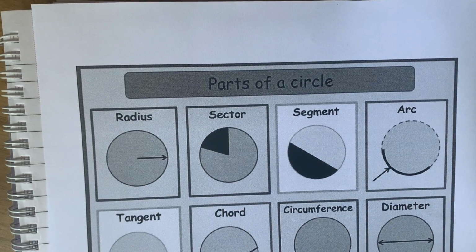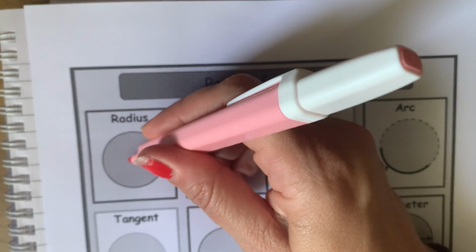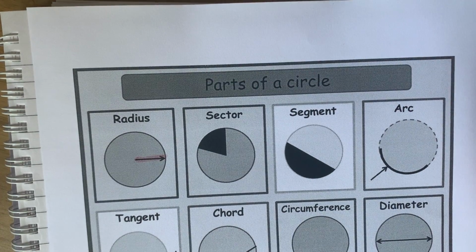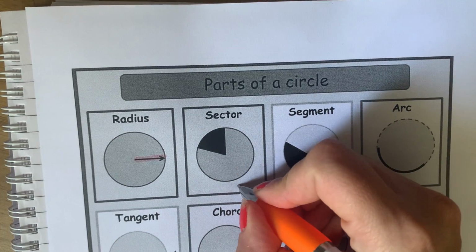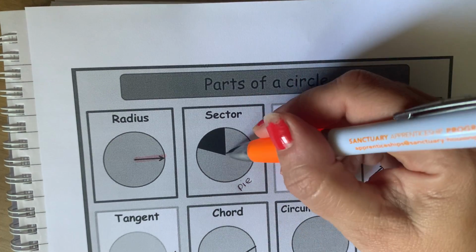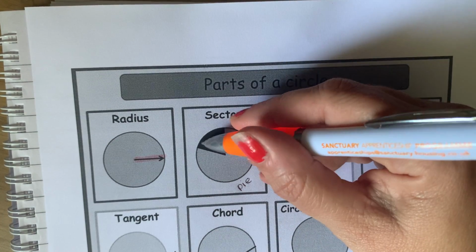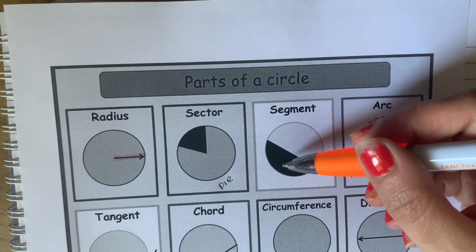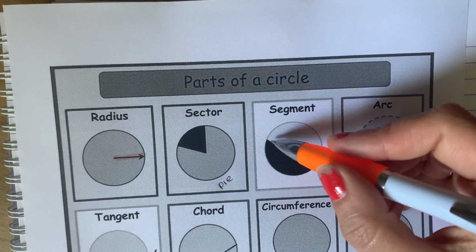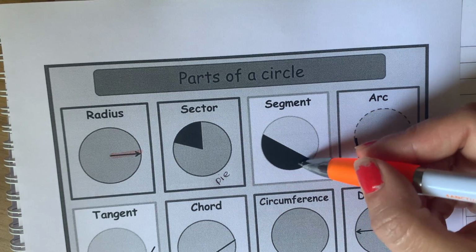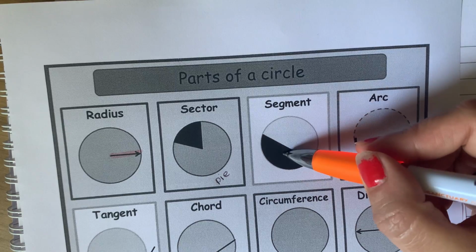The radius always goes from the center to the edge of a circle. A sector is like a slice of pie. The way you would slice a cake, that would be a sector. A segment is just a bit of the circle, where you've got a straight line and you've cut it. I'd be a bit cross if someone cut a cake like that. So that's a segment.